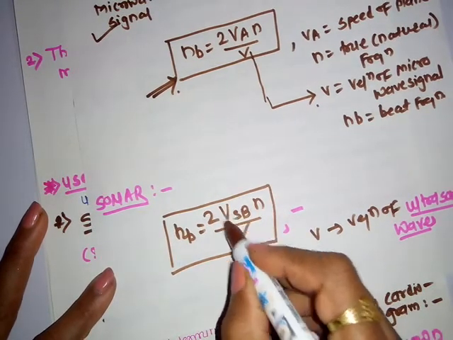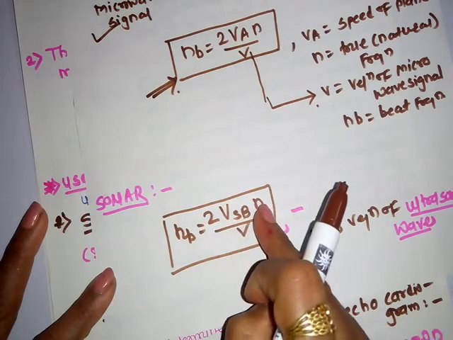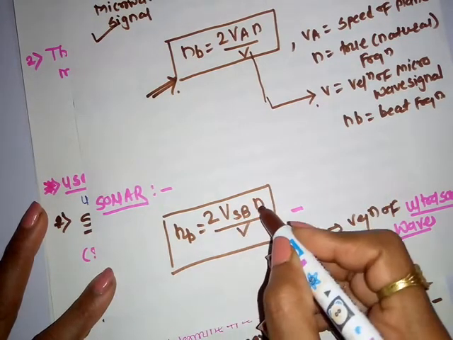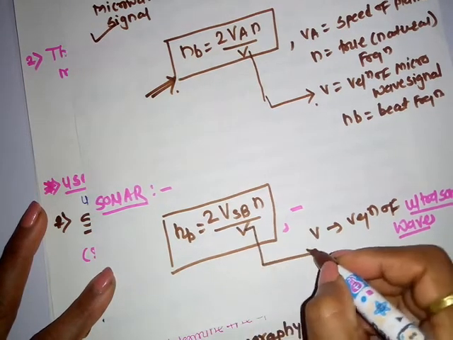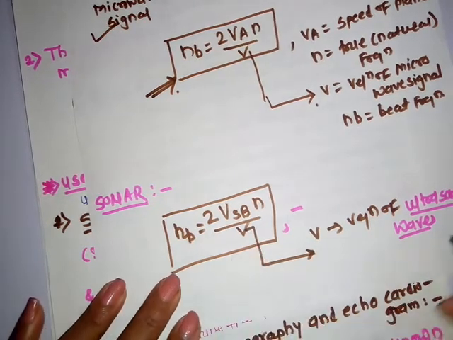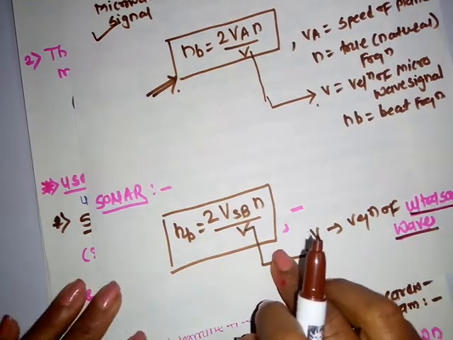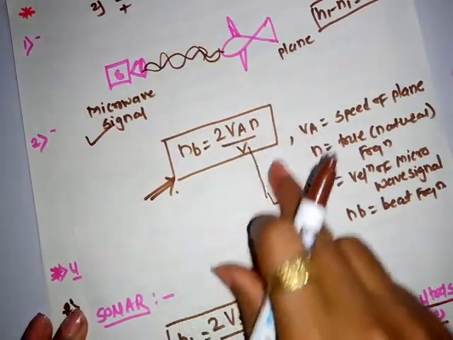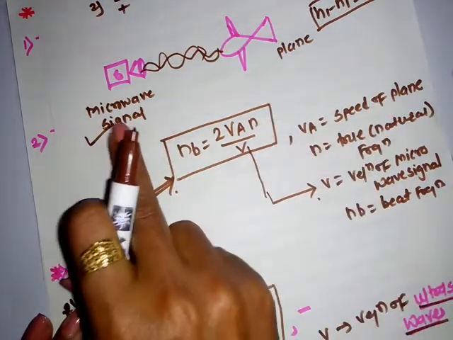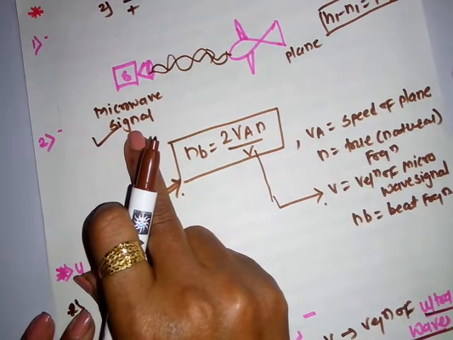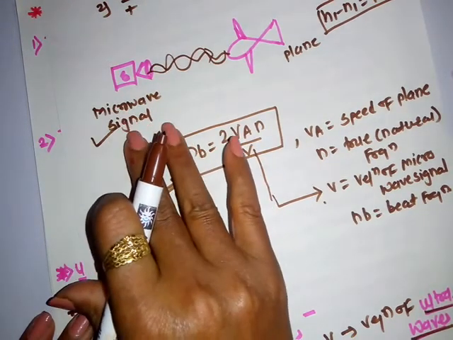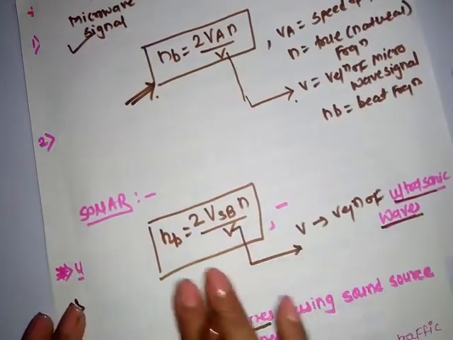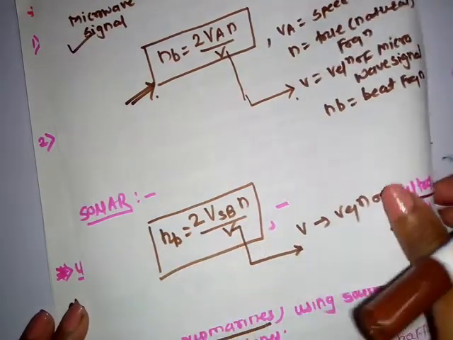Here V suffix SB means the velocity of the submarine, and here N is the natural frequency, NB is the beat frequency, but the difference is that in this case V represents the velocity of ultrasonic waves. इथं अल्ट्रासॉनिक वेव्स एमिट केल्या जातात आणि प्लेनच्या केसमध्ये मात्र मायक्रोवेव्ह सिग्नल एमिट केले जातात. मायक्रोवेव्ह सिग्नल is nothing but one of the types of light waves, means having the speed similar to that of light. आणि सोनार सिस्टीममध्ये अल्ट्रासोनिक वेव्स यूज केल्या जातात.